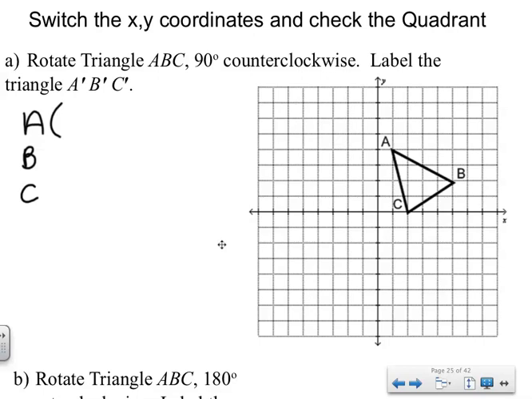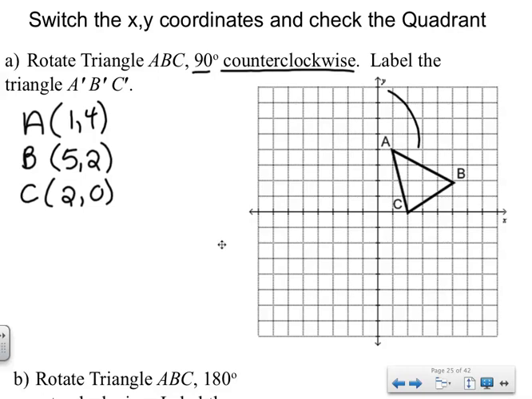So A is at a 1, 1, 2, 3, 4. So 1 comma 4 is the coordinate of A. B is going to be 1, 2, 3, 4, 5, comma 2. And then C is at 2 comma 0. Okay. So I want to go 90 degrees counterclockwise. So I'm going to move it somewhere over here. One turn, so it's going to be located in this quadrant number 2.